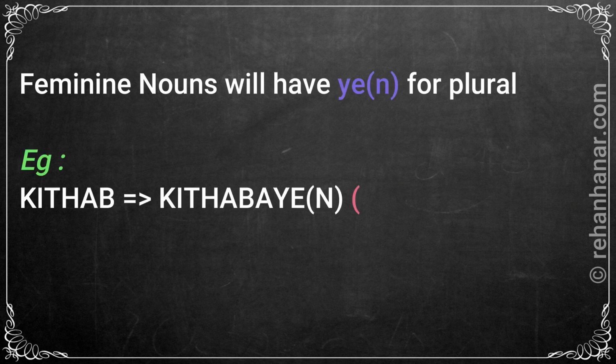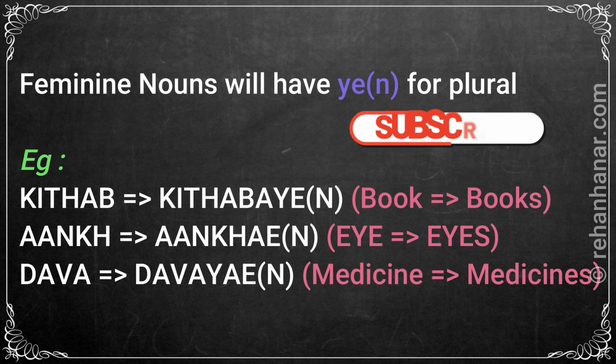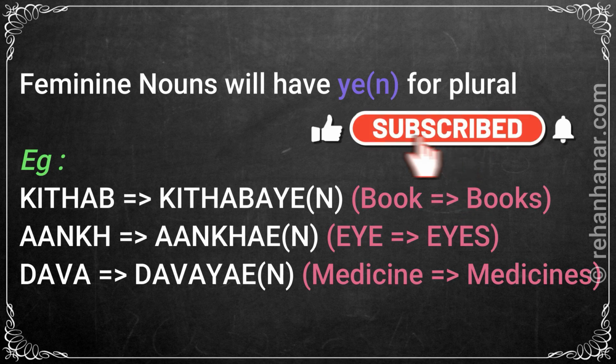Certain feminine nouns will have e in the plural. For example, kitab, kitabe, book, books, aankh, aankhe, eye, eyes, dawa, dawae, medicine, medicines.